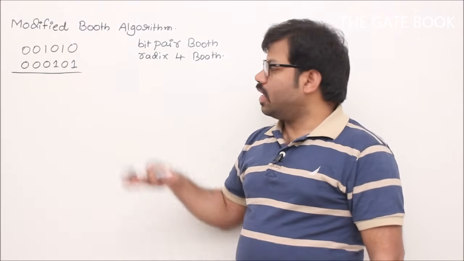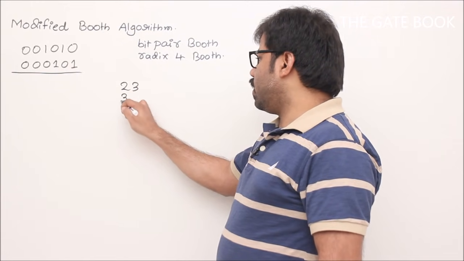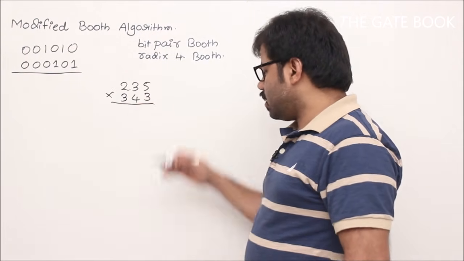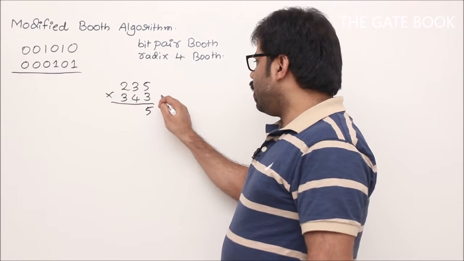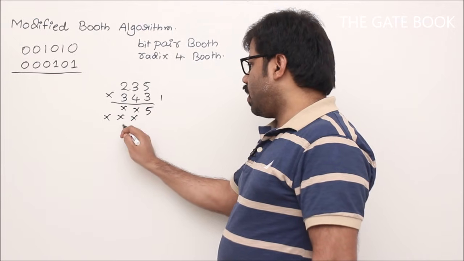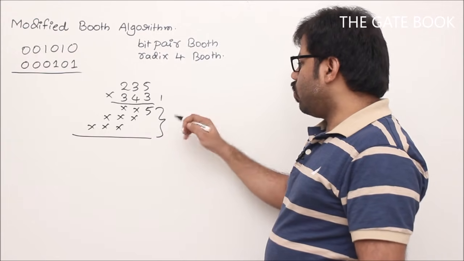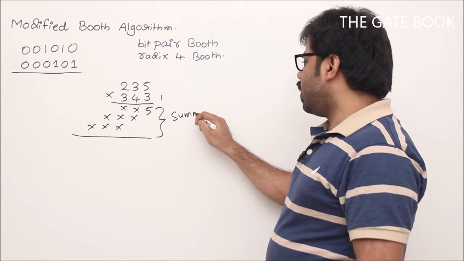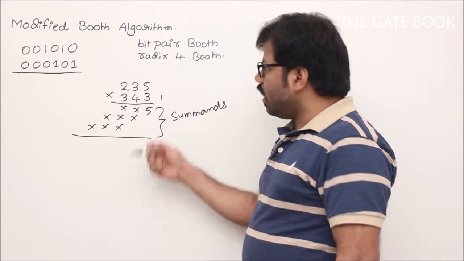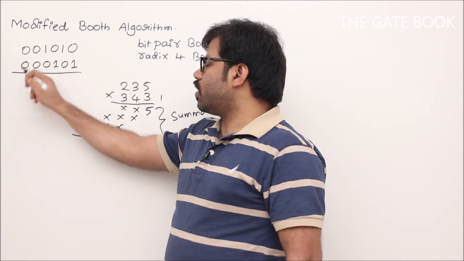But at the end of the day, consider the number of summands when you are multiplying, for example, 235 with 343. Just observe the multiplication. 3 times 5 is 15, something you get. I don't want to really do the multiplication, that's why I show it like this. So you will see 3 summands, right? These 3 are called summands.